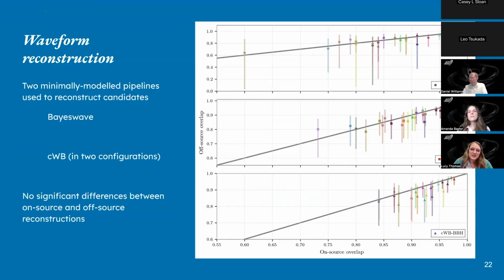And in these plots, we can show that the overlaps lie along this diagonal line of equality. So we see no significant differences between the on-source and off-source reconstructions, which is suggesting that we're not missing any significant amount of signal content in our waveform models, so we're not incurring additional systematics.